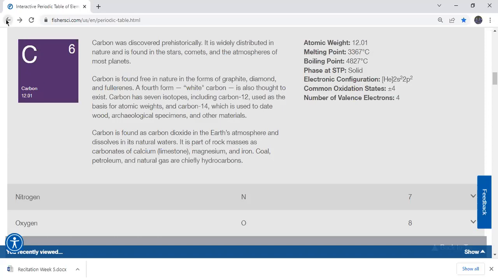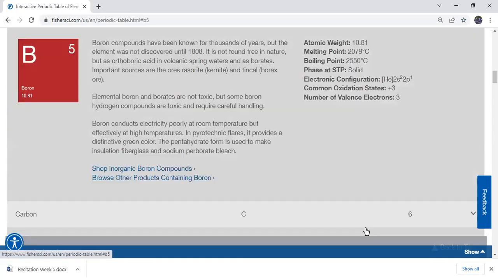Let me go back and look at another atom. Let's look at boron. So boron's atomic number is 5. That means there are 5 protons, 5 electrons if it's neutral. And then the atomic mass is 10.81. So we're going to work through an example today where we see how this atomic mass is actually calculated, because the number you see on the periodic table is an average of all boron isotopes. Boron can exist as boron 10 or boron 11.